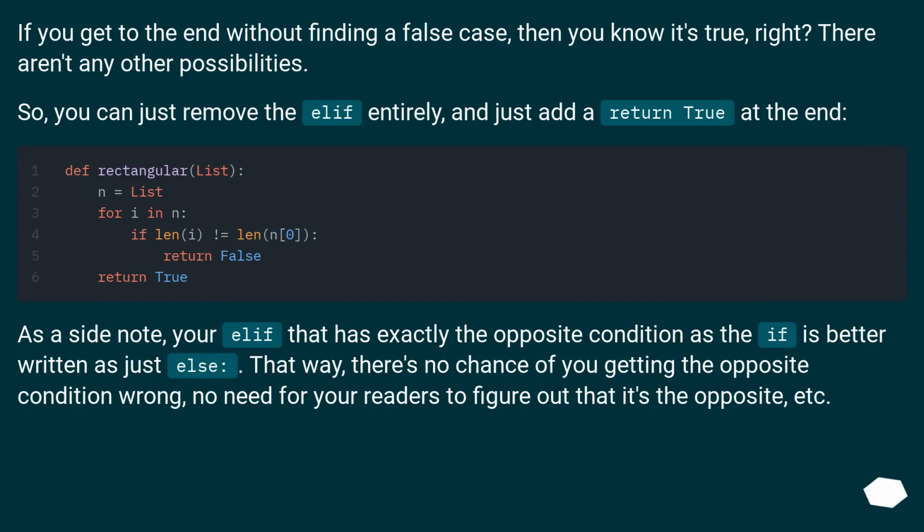If you get to the end without finding a false case, then you know it's true, right? There aren't any other possibilities. So, you can just remove the elif entirely, and just add a return true at the end.